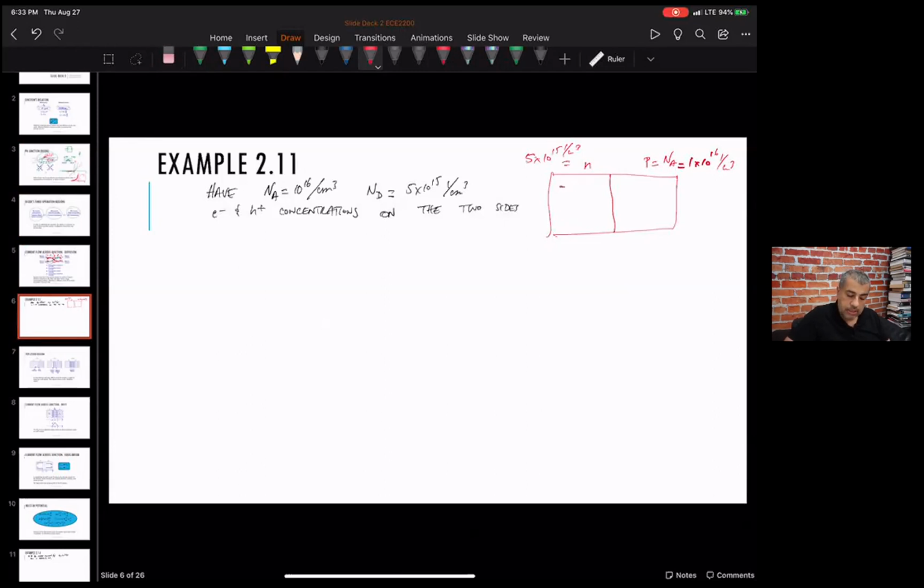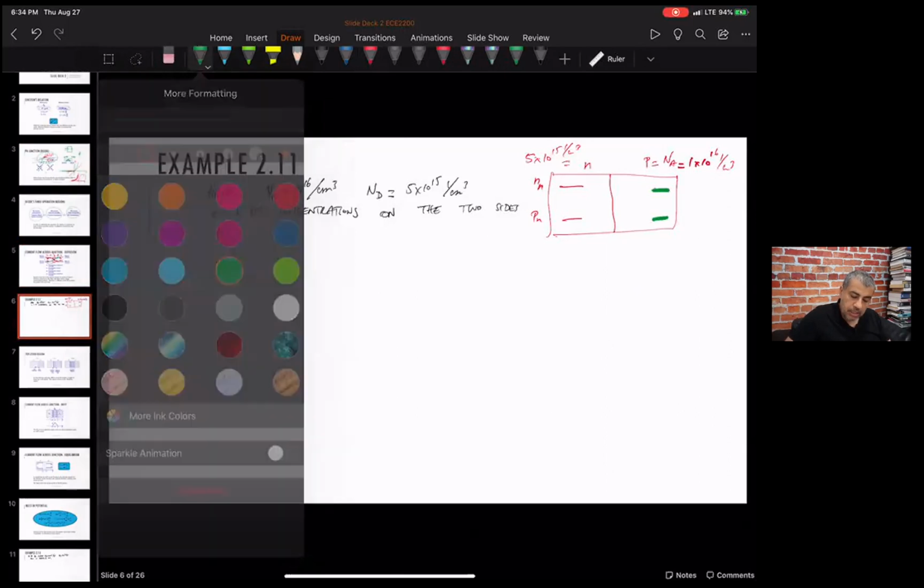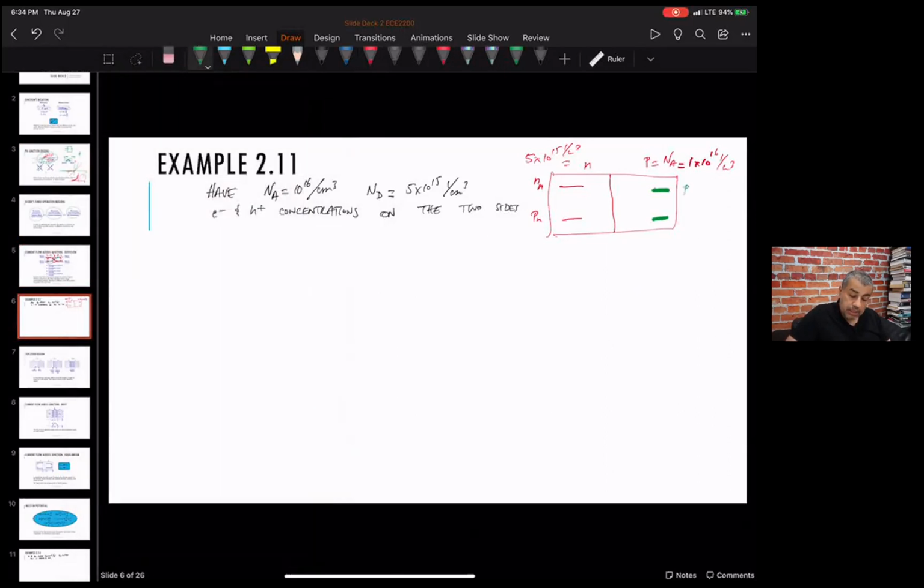So remember, on the N side, you have an electron concentration and a hole concentration. And on the P side, you have a hole concentration and an electron concentration. Okay, so we want to figure out these four things. So why don't you guys give it a shot? About five minutes.